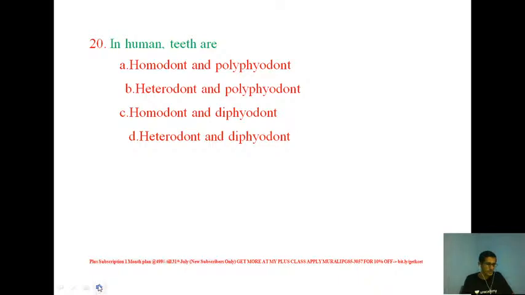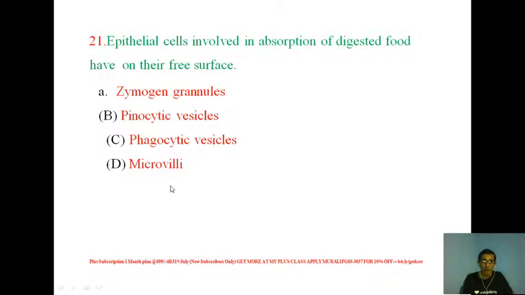Now I will move on to the next question, 21st. Epithelial cells involved in absorption of digested food have on their free surface, what? If you take our small intestine, which structure is important for that function? Zymogen granules, pinocytic vesicles, phagocytic vesicles, microvilli.